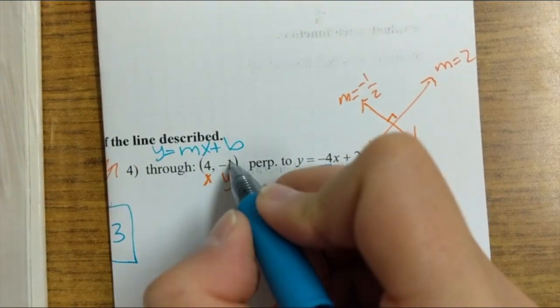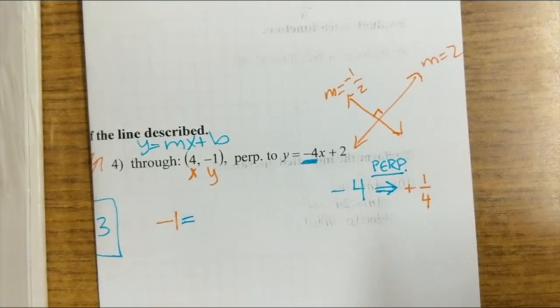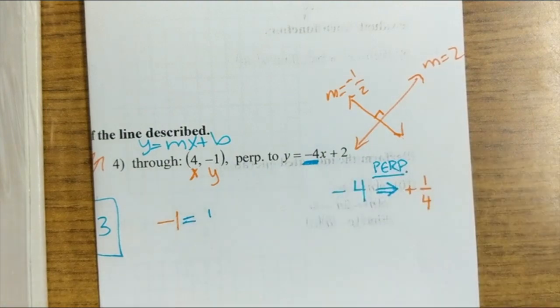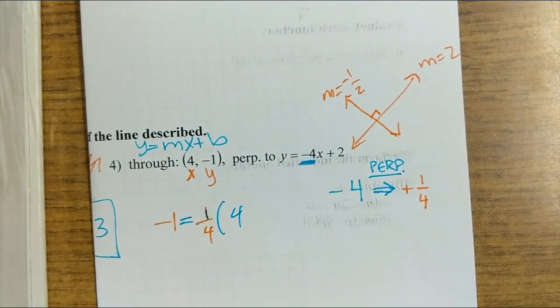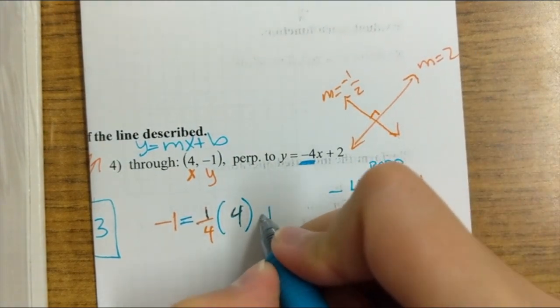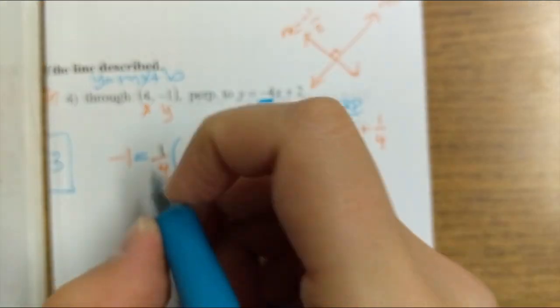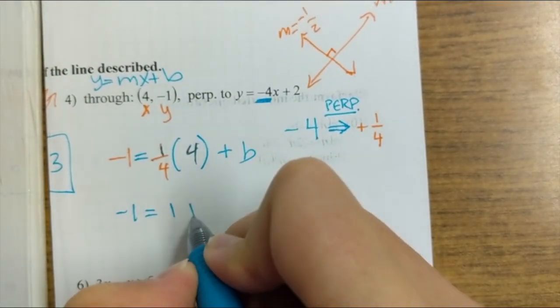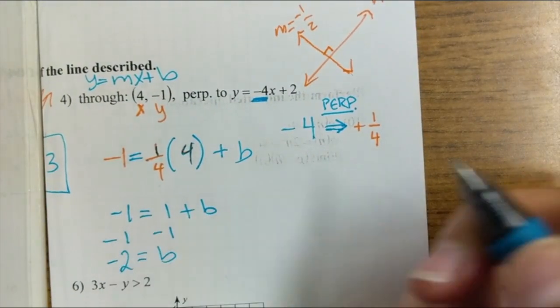Y equals mx plus b. Plug in your point. -1 equals m, our m is 1/4, times x. Our x right here is 4. Okay, and then plus b. All right, b is what we're trying to solve for. 1/4 times 4 is 1. So -1 equals 1 plus b. Subtract 1, subtract 1. b equals -2.